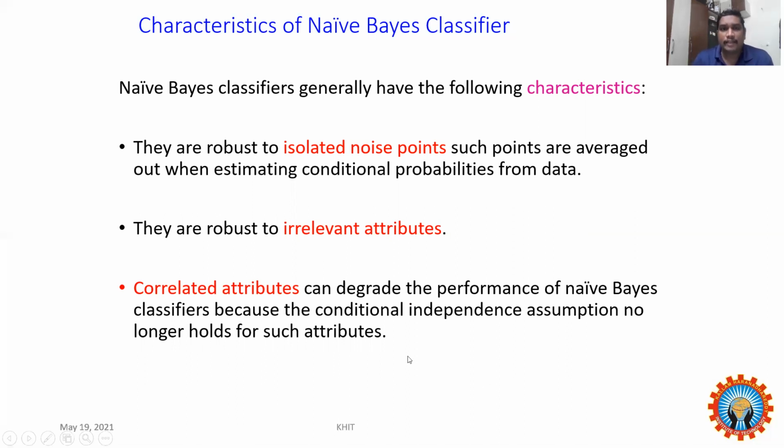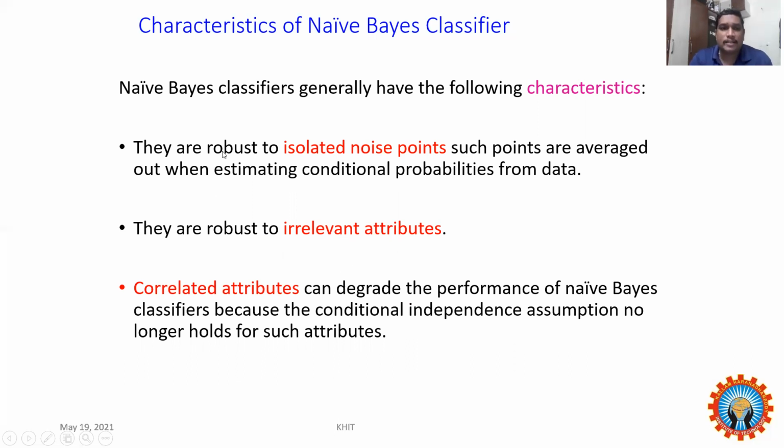These three attributes are independent of each other. So the Naive Bayes classifier is very reliable with isolated noisy points. Such points are averaged out when estimating conditional probabilities. Based on the estimated conditional probabilities, we get some average of the data, and based on that average we fill in particular values for the isolated noisy points. It is also very robust to irrelevant attributes, which we already discussed in this session.